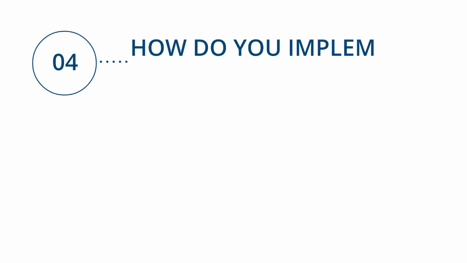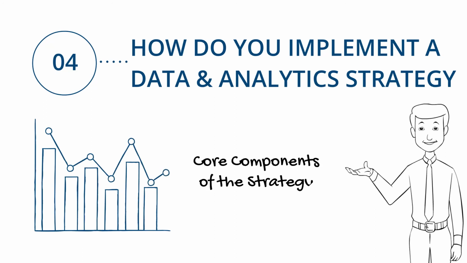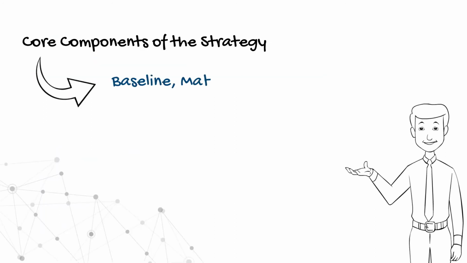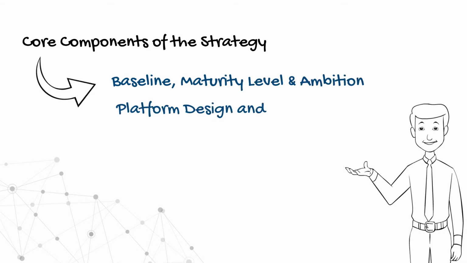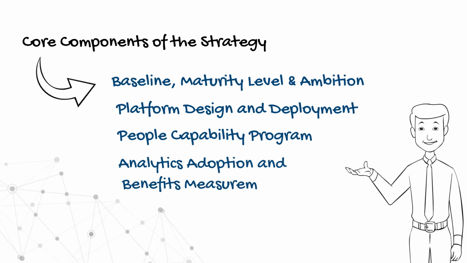So how do you implement a data and analytics strategy? You must understand that there are some very core components to it. Understanding what your baseline and your current maturity level is and what your ambition needs to be. What is the platform of choice for you? Which hyperscale provider, Google, Amazon, Microsoft Azure, would you like to use? Where is your people capability, both in terms of your data and analytics teams and also your business users that are making data-driven decisions once you have all the elements in place? And finally, your adoption. What analytics are you using to measure your adoption and the benefits realization?